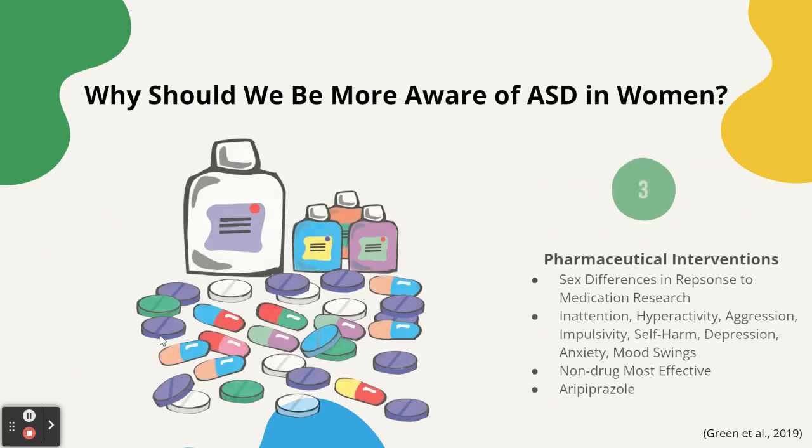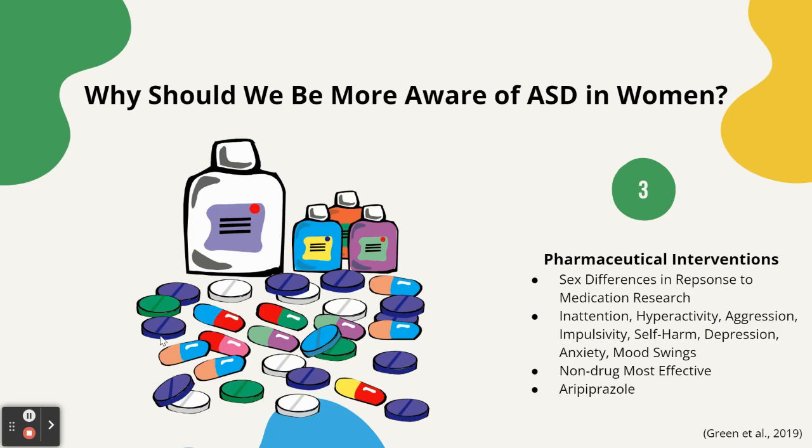For pharmaceutical interventions, there is no research on how medication responds to the sex differences between men and women when it comes to ASD with comorbid disorders. Since women with ASD are at a higher risk of developing comorbid disorders, there needs to be more research on effective medication and how it will affect women mentally and physically. Symptoms that are common to pharmaceutical interventions are inattention, hyperactivity, aggression, impulsivity, self harm, depression, anxiety, and mood swings.